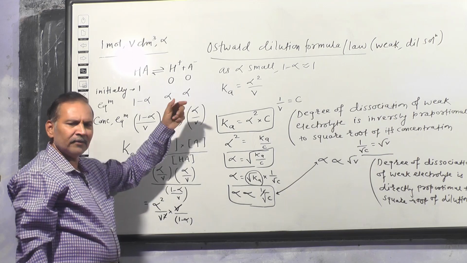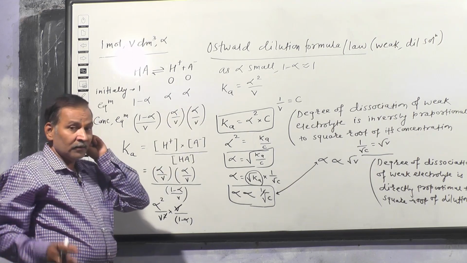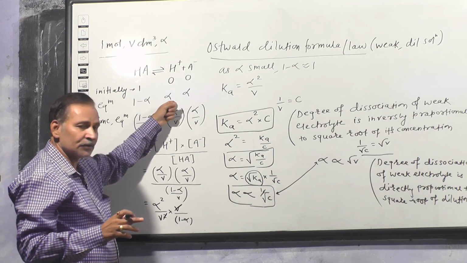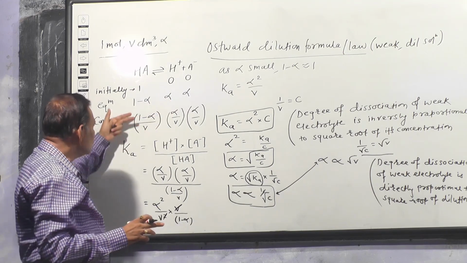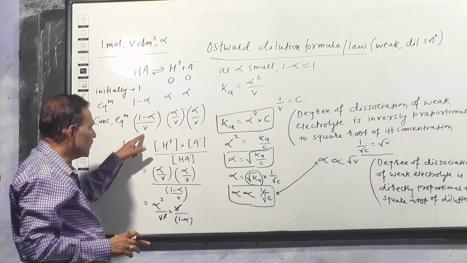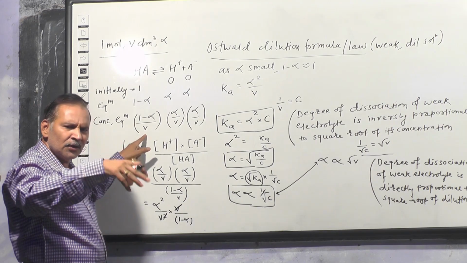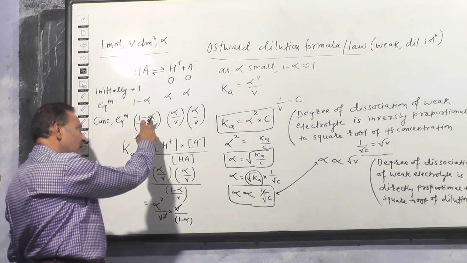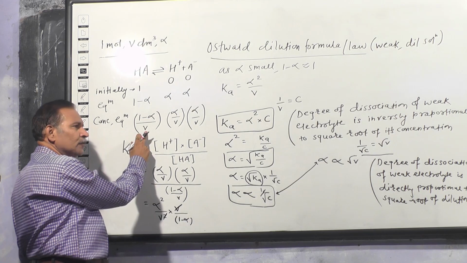So 1 times alpha means it's alpha. Now we want concentration, not number of moles. These are the number of moles of reactants and products. So to obtain the concentration, we divide by the amount of solvent in which they are dissolved. So 1 minus alpha number of moles are present in V dm cube of solvent.